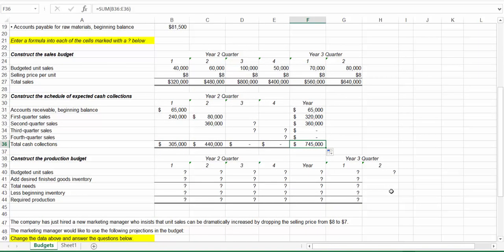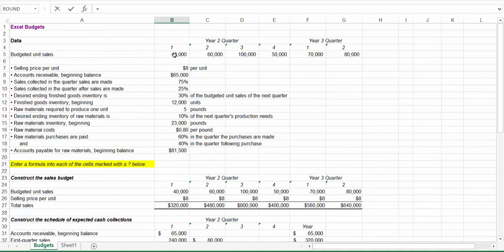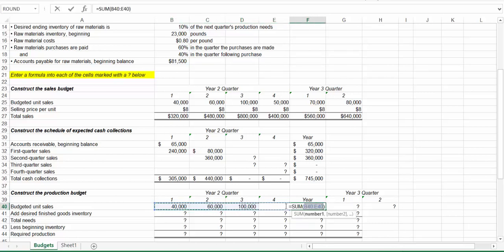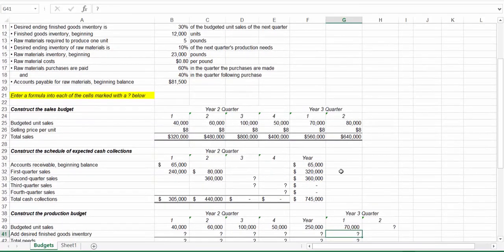Let me get you started on the production budget. Production budget starts with budgeted unit sales. So that's equal to, you could make it equal to this, or you can go back up to the data. I'm going to go back up to the data. Now our desired finished goods inventory. Well, let's put in all of the unit sales. 4. And then the year is going to be a sum. Be careful with that. And this is going to be equal to the unit sales in the first quarter of year 3.